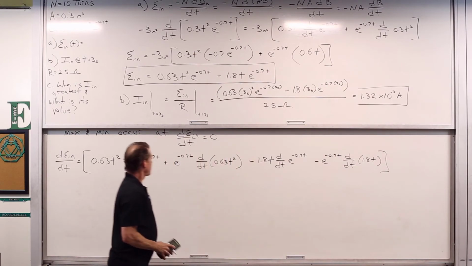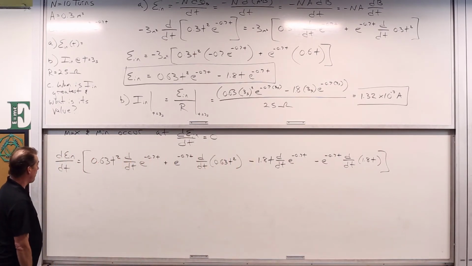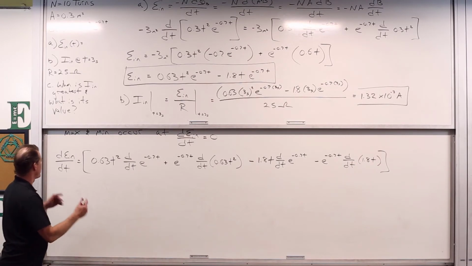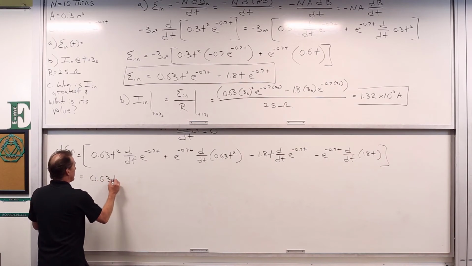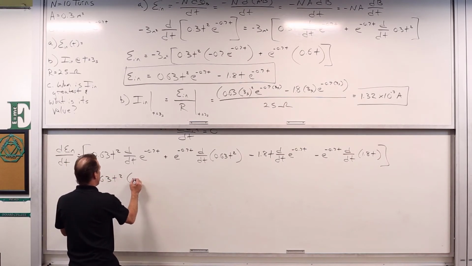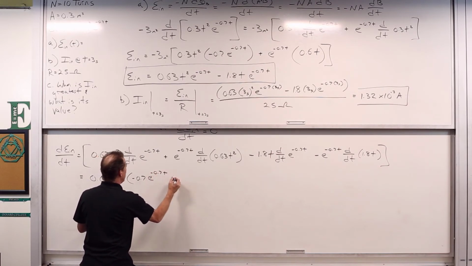All right. That looks like some good stuff right there. So we go ahead and start taking some derivatives now, getting this all set out here. So we've got 0.63 t squared multiplied by negative 0.7 e to the negative 0.7 t.